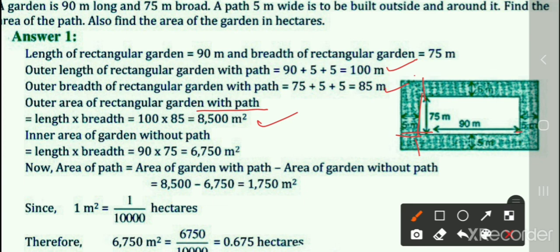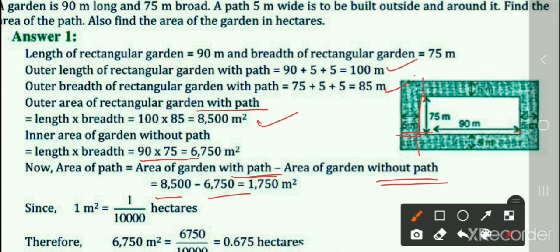Now, inner area of the garden without path means the inner rectangle. That is 90 and 75, it is already given. So it is 6750. Now what should you do to find the area of the path? You will subtract the outer rectangle's area minus the inner rectangle's area, that is, area of the garden with the path minus without the path. Then you will get the answer as 1750 meter square. This is the area of the path.